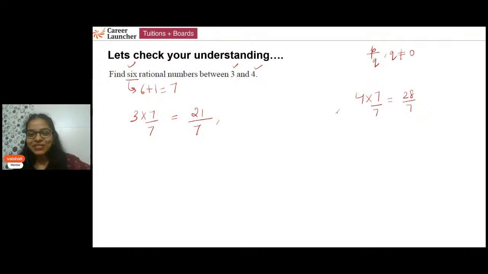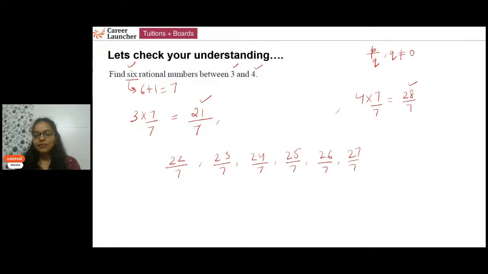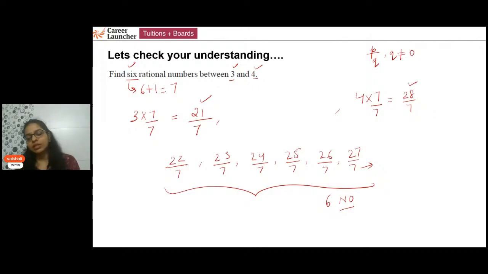So these are the two sets of numbers, which is 21 by 7 and 28 by 7. Now what we do is just write the numbers in between. जो numbers in between आते हैं वो हम लिख देंगे. 21 के बाद क्या आता है? 22 by 7. Then we have 23 by 7, 24 by 7, 25 by 7, 26 by 7, and 27 by 7. So these are the six numbers which are rational numbers. Yes, we can see that the denominator is not 0. Absolutely right. And these are the six numbers which lie in between 3 and 4. And this is how we do these type of questions if it comes in the exam.